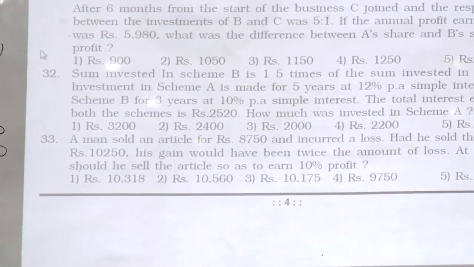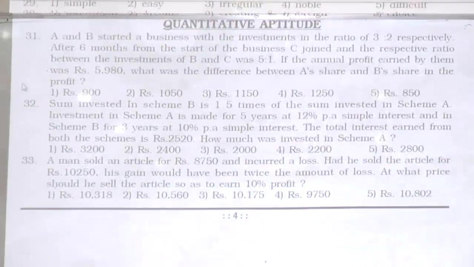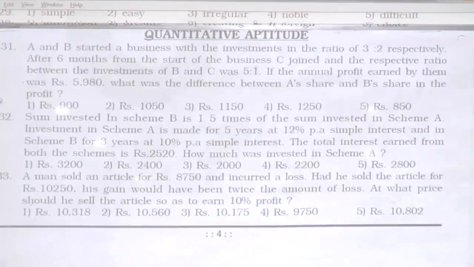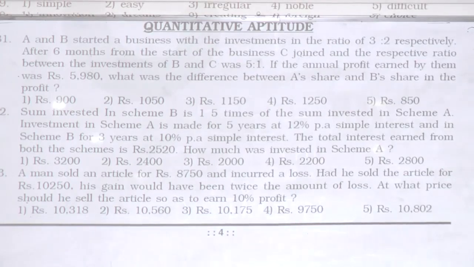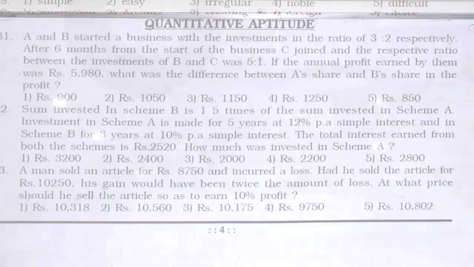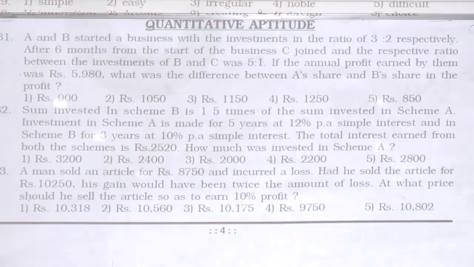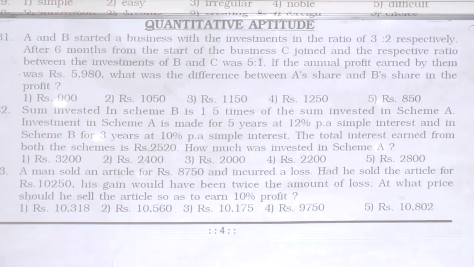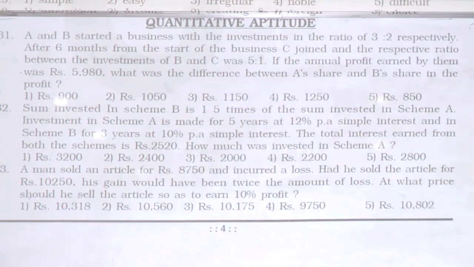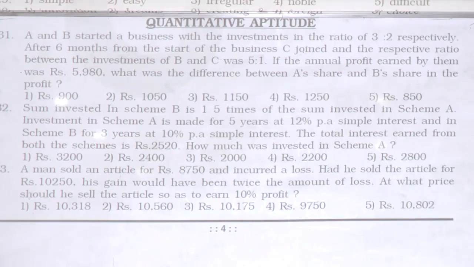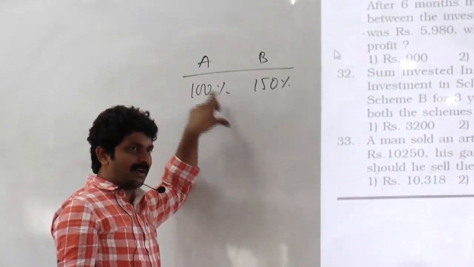Next, the sum invested in scheme B is 1.5 times the sum invested in scheme A. Investment in scheme A is made for 5 years at 12% per annum, and in scheme B 3 years for 10% simple interest. The total interest earned from both the schemes is 2,520. How much was invested in scheme A? Let's say we have invested 100% in scheme A, and in scheme B it becomes 1.5 times. So if it is 100%, scheme B becomes 150%. So interest earned in scheme B will also be 1.5 times of interest earned in scheme A, right?